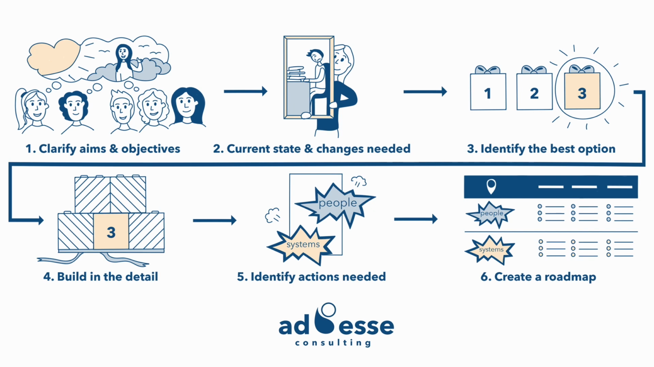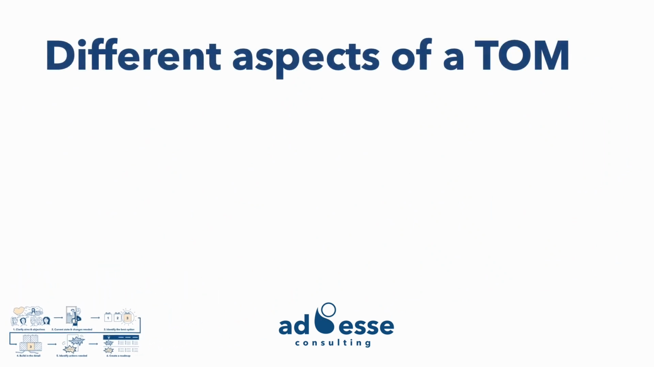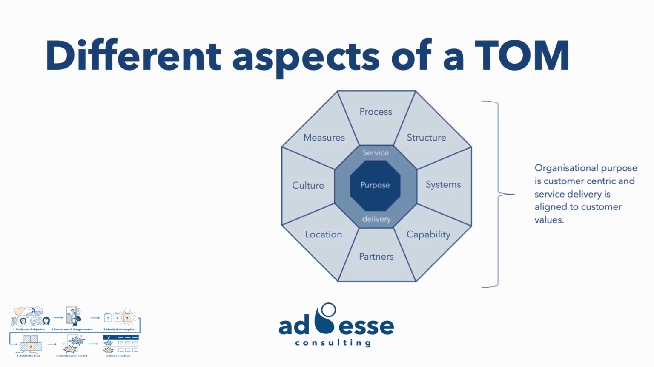Then we can get into the design phase. Using our TOM model, we look at 8 different aspects of the operational setup. The degree of detail you need to explore in each will depend on your organisation, but it is important to look at the features within each of these aspects.